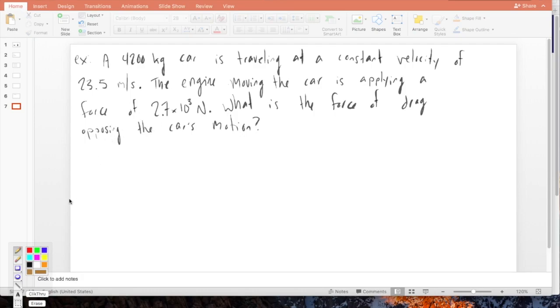Okay, so here's another example that's a little bit simpler than the last one. We are going to make it a little bit more complicated later. We have a car. Here's its mass. It's traveling at a constant velocity of 23.5 meters per second.